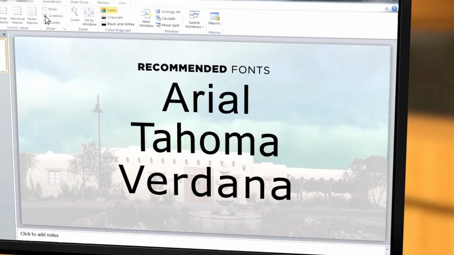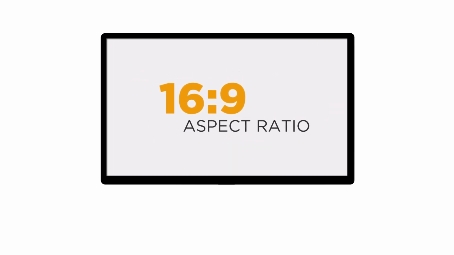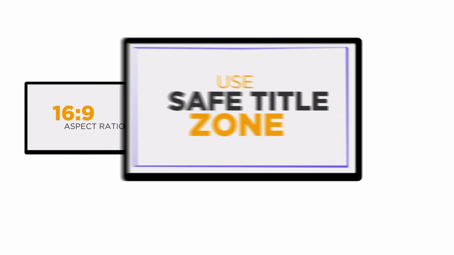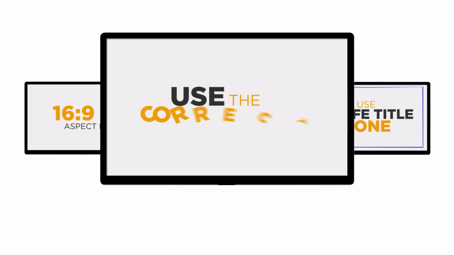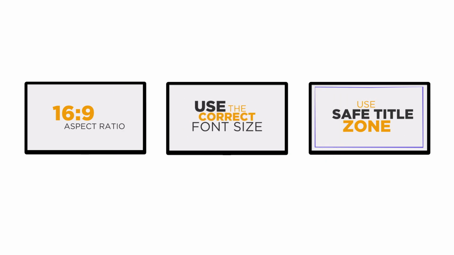That's it. Let's recap. Number 1, make sure your slideshow is in a 16:9 aspect ratio. Number 2, create all text within the safe title zone. Number 3, check your font size. If you can follow these 3 rules, your presentation is sure to be a hit.